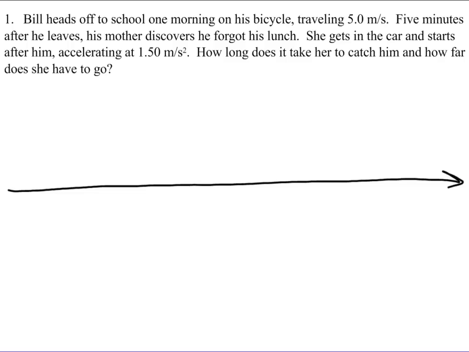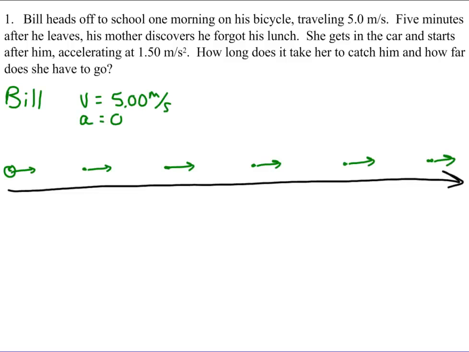So there's our line, and we'll do Bill in green. He has a constant velocity, and he's going 5 meters per second. He has no acceleration. Okay, those dots are supposed to be evenly spaced. We're going to say each dot is 1 minute, moving at a constant velocity. So Mom, down here, has an initial velocity of 0, has an acceleration of 1.5 meters per second squared.